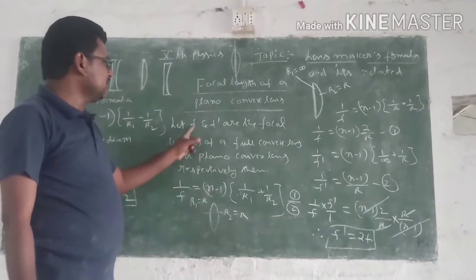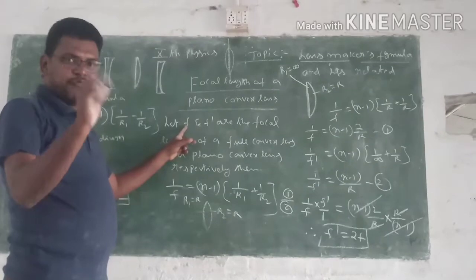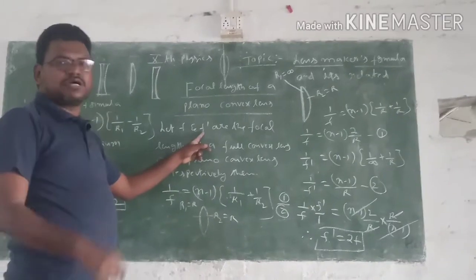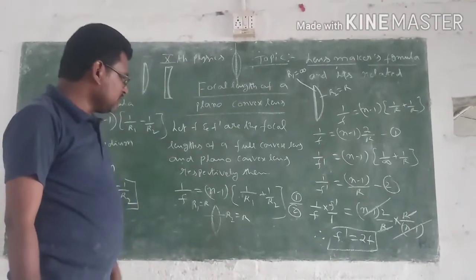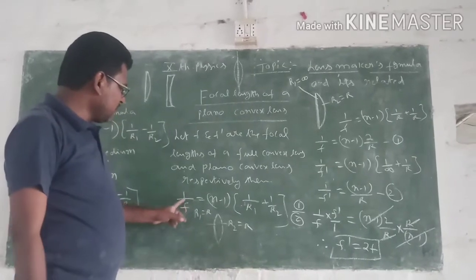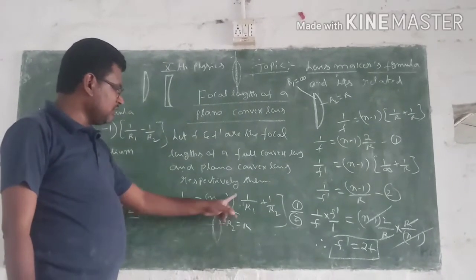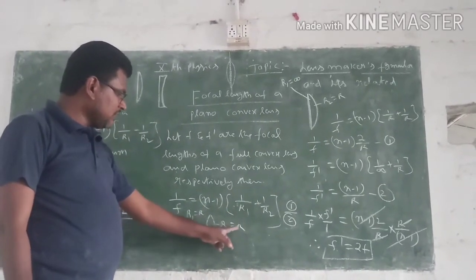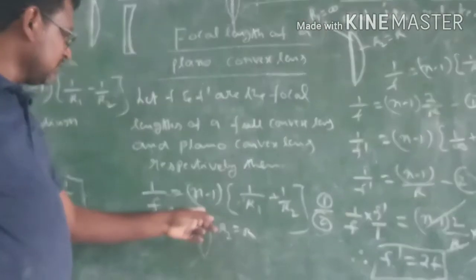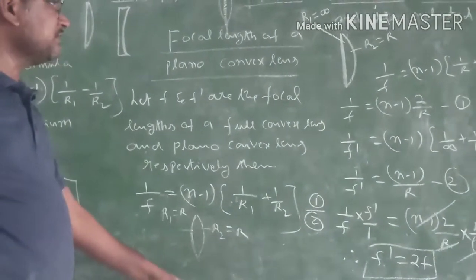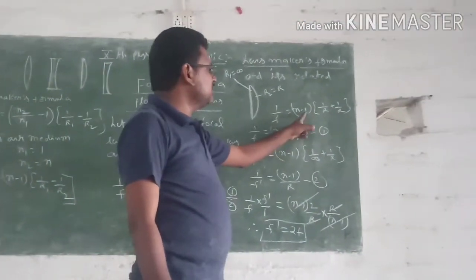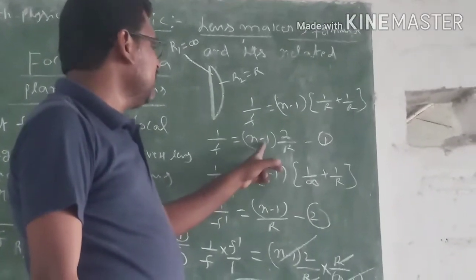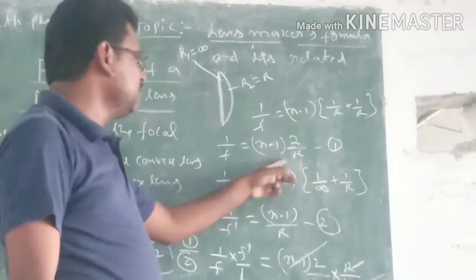Let f be the focal length of the full lens and f dash be the focal length of the plano-convex lens. Before cutting the lens into two equal halves, 1 by f is equal to n minus 1 into 1 by R1 plus 1 by R2. Here R1 is equal to R and R2 is equal to R. So 1 by f is equal to n minus 1 into 1 by R plus 1 by R, that is, 1 by f is equal to n minus 1 into 2 by R.